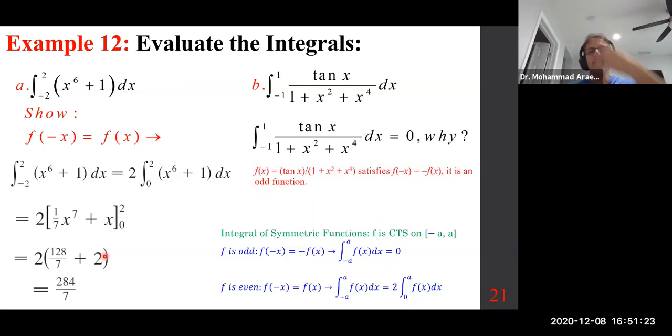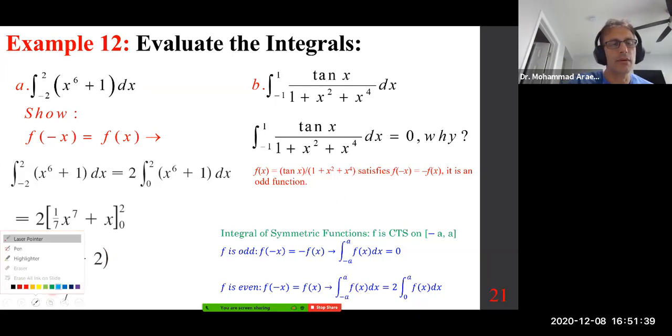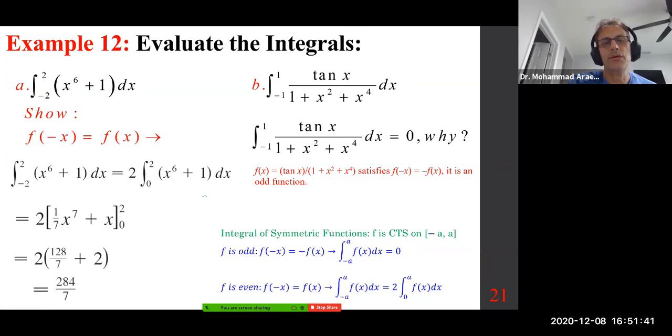Okay, f of x is tan x over 1 plus x squared plus x to the power of 4. It satisfies that f of minus x is minus f of x. It is an odd function. You have to show that, class, okay? In other words, you have to write f of minus x equals tan of minus x.